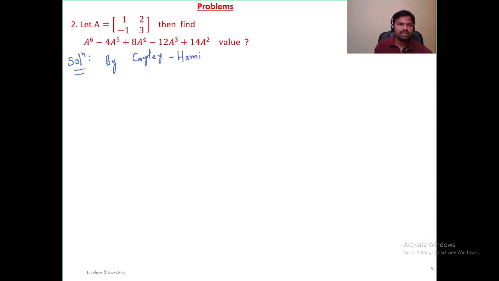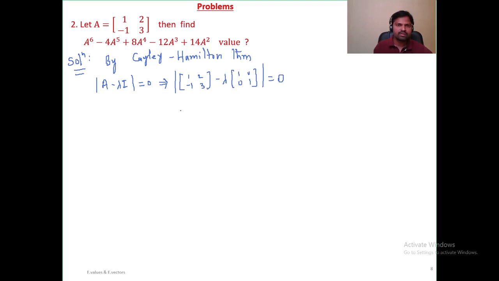Cayley and Hamilton both are scientists. By Cayley-Hamilton theorem, first we want the characteristic equation, right? So determinant of A minus lambda I. First find out this. That implies determinant of the matrix 1, minus 1, 2, 3 minus lambda into the 2 by 2 identity matrix 1, 0, 0, 1. Okay, this is equal to 0.